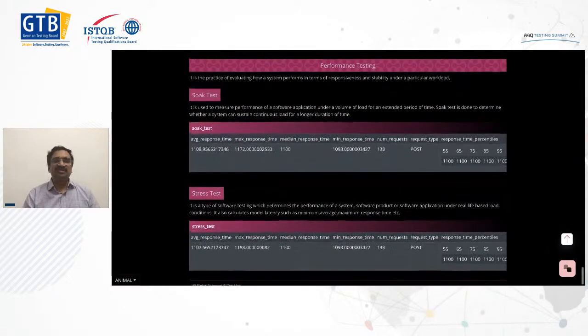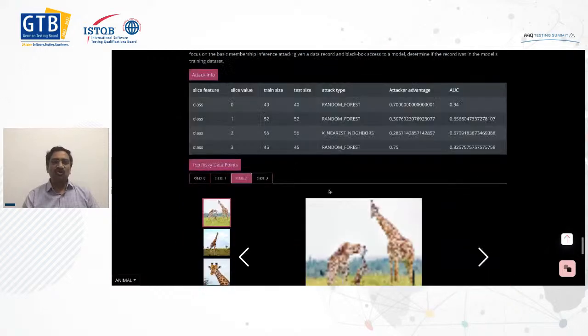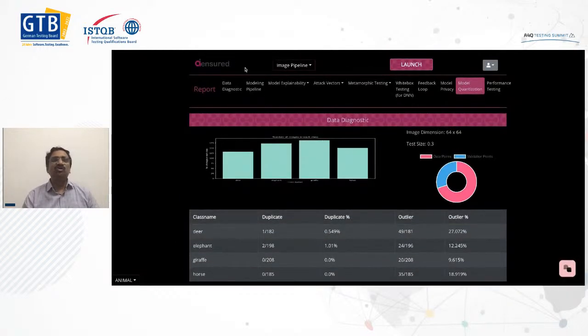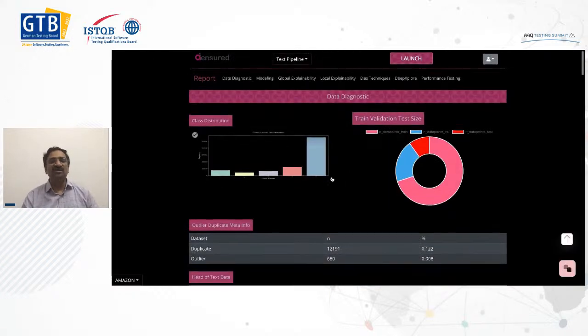We also do performance testing, and models need to be tested for performance. So that is something that needs to be done. What I showed you was an image pipeline. Of course, you can do the same things for text as well. And this is an example of our tool working on text.